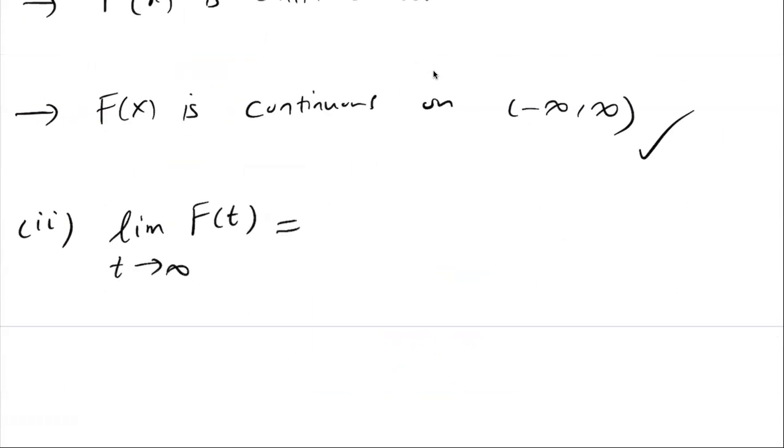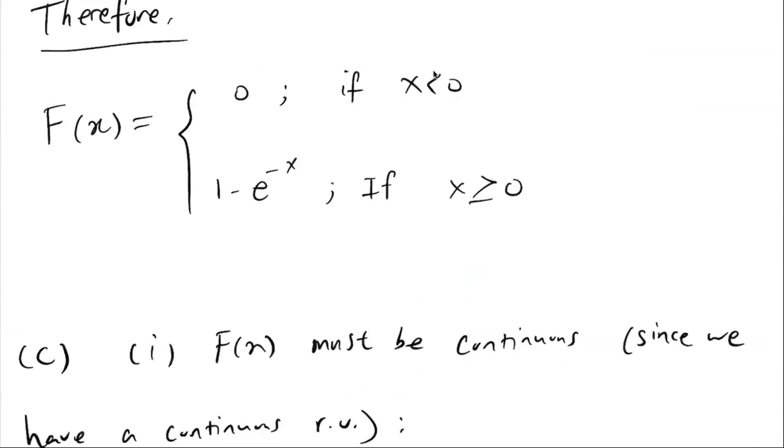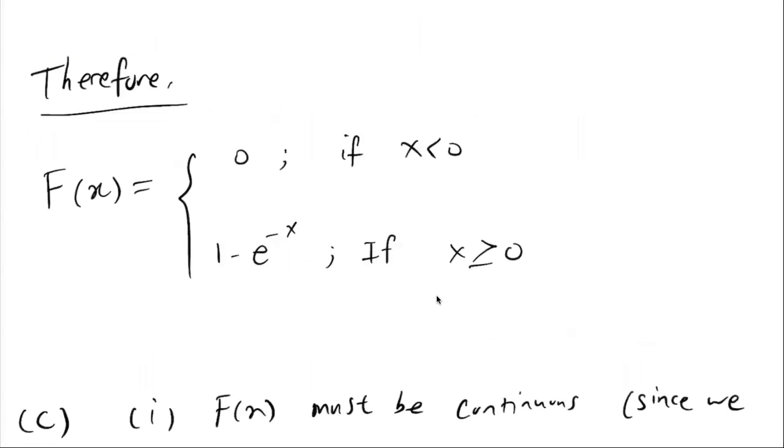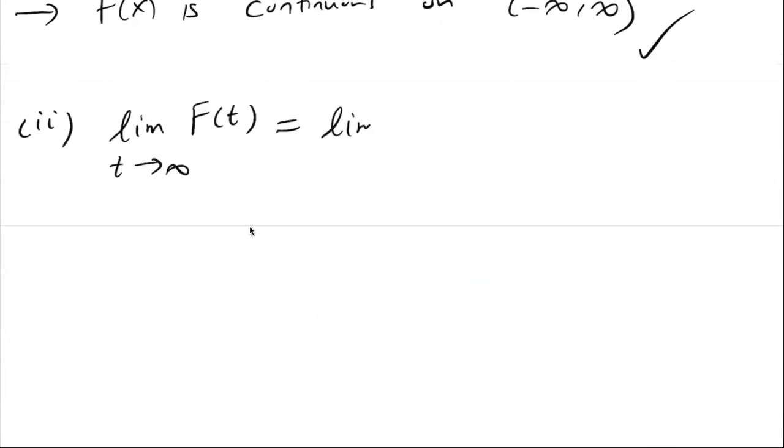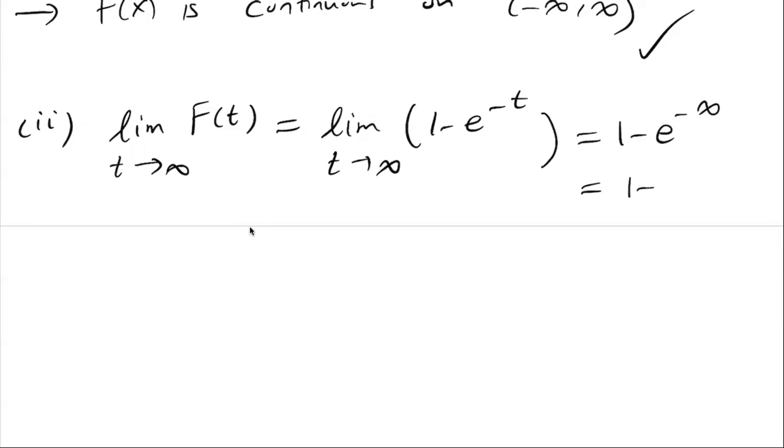If t goes to infinity, I have to use the second formula, because for x bigger than 0, I have to use this formula. So 1 minus e to the power minus t, as t goes to infinity. So this will be how much? If t goes to infinity, I will have 1 minus e to the power minus infinity. E to the power minus infinity is 0. So 1 minus 0, which is 1.